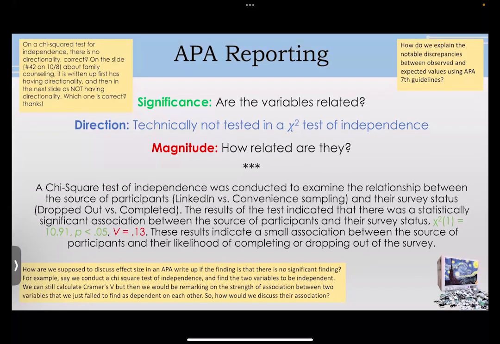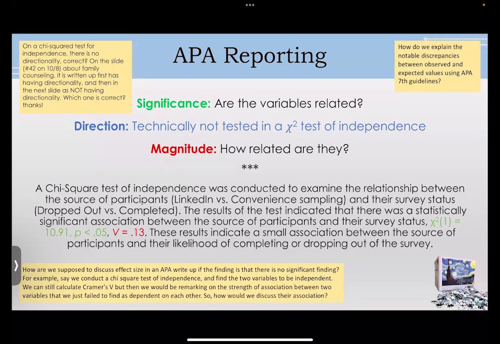This was a good question. On the chi-square slides, I included both a directionality and a non-directionality example. That was just for teaching purposes. There is no directionality in a chi-square explicitly. Now, are you smart humans that make inferences that are not statistically tested? Yeah, all the time, right?